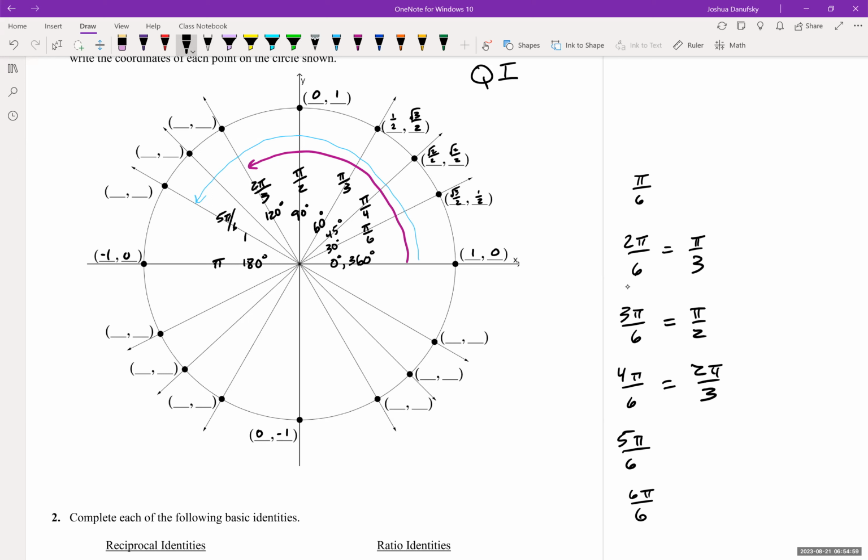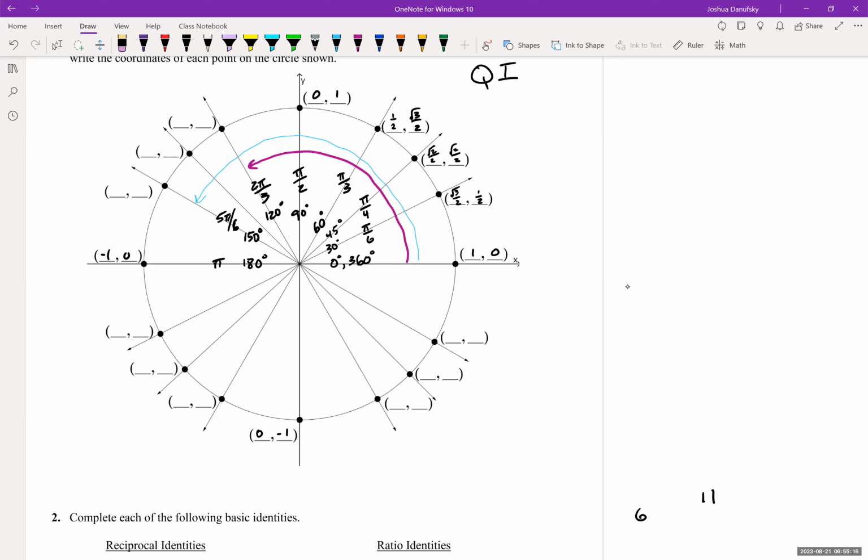Which is 150 degrees. That's a 6 there. And then, of course, we get to 6 pi over 6, which is simply pi. And so there are all the radian values, well, not all of them, actually. Forgot one, and I'll talk about that in a moment. But most of the radian values in the first two quadrants.